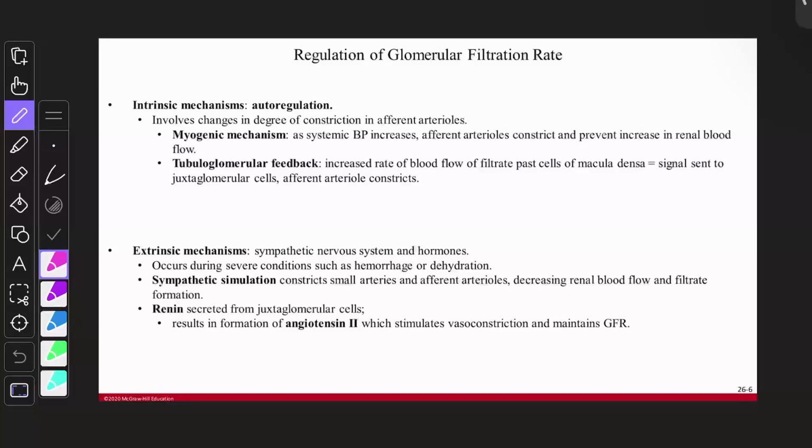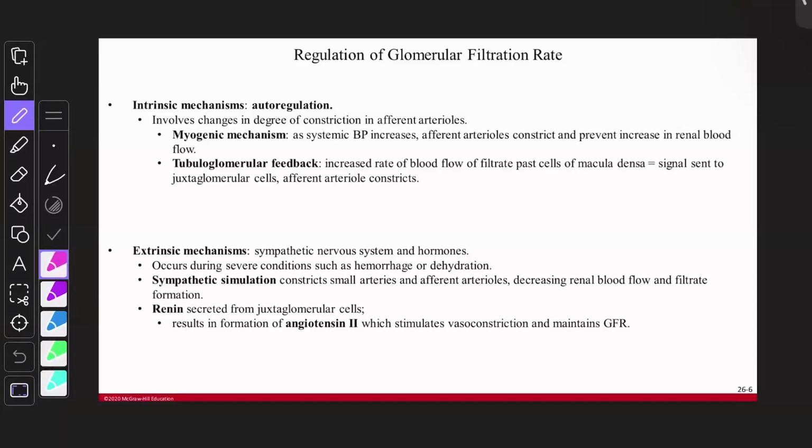Okay? We have an increase in systemic blood pressure. The afferent arterioles are going to vasoconstrict. When the afferent arterioles vasoconstrict, pressure in the glomerulus is maintained at the appropriate level, right? We are trying to keep a relatively constant filtration rate, right? We don't want our filtration rate going up and down and up and down. We want to maintain a constant rate. In order to do that, we have to maintain a relatively constant pressure. We vasoconstrict the afferent arteriole to maintain that constant pressure, okay?